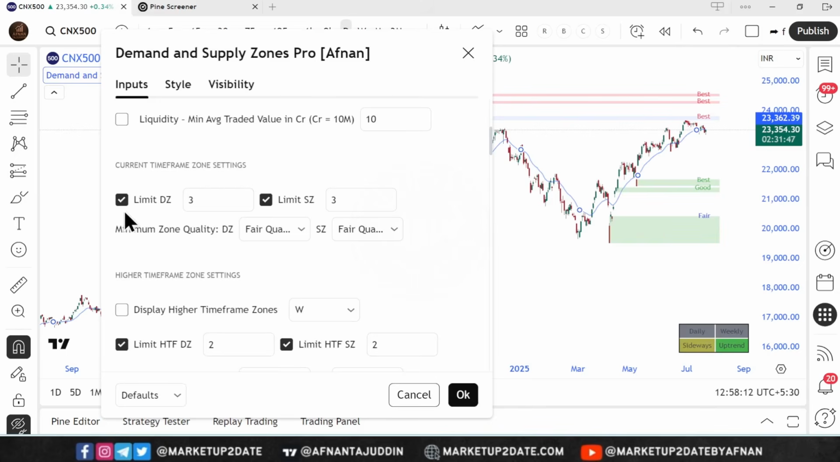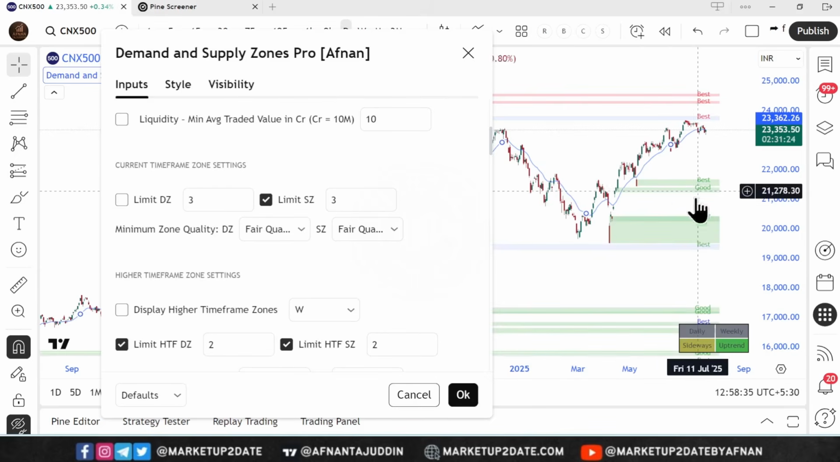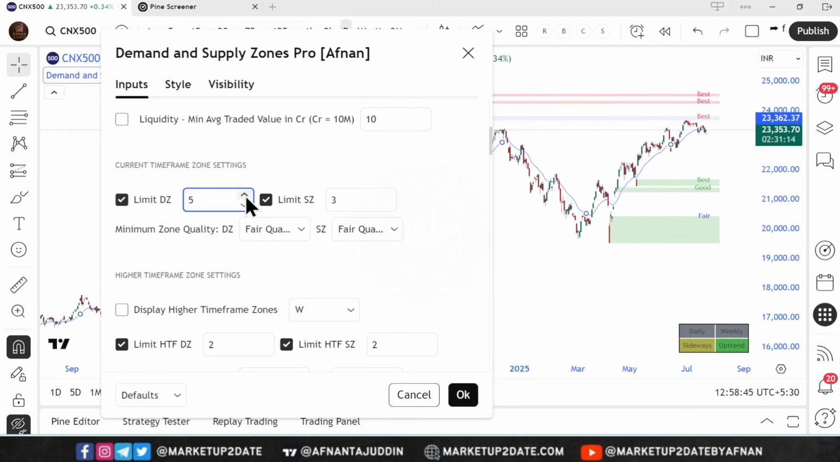First, we have limit demand zone and limit supply zone. By default, these are turned on. This is a crucial feature to prevent chart clutter. It tells the indicator to only show a specific number of the most recent zones. Right now, it is set to 3 for both. If I uncheck this, the chart instantly becomes a chaotic mess with every zone ever formed. I highly recommend keeping this feature on. You can adjust the number from 2 up to 19, but a range of 3 to 5 is usually ideal for a clean and focused chart.